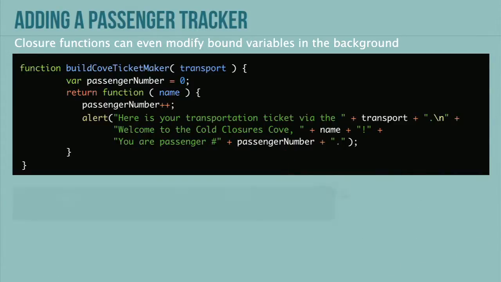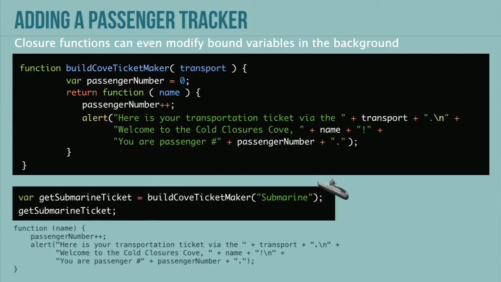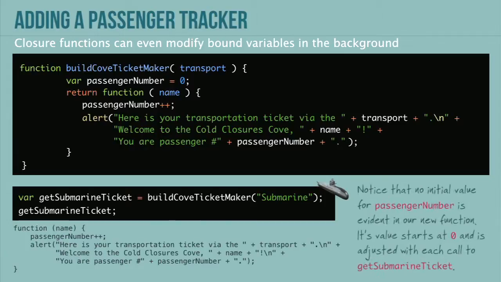Now when we call our Build Cove ticket maker for our submarine, well, we'll get a ticket maker back, and inside that new ticket maker, when we call it, we see our new passenger number incrementer, as well as our new line inside of our alert. Something you should notice is that passenger number's initial value is not evident here, but it does start at 0 and gets incremented every single time our ticket maker is called.